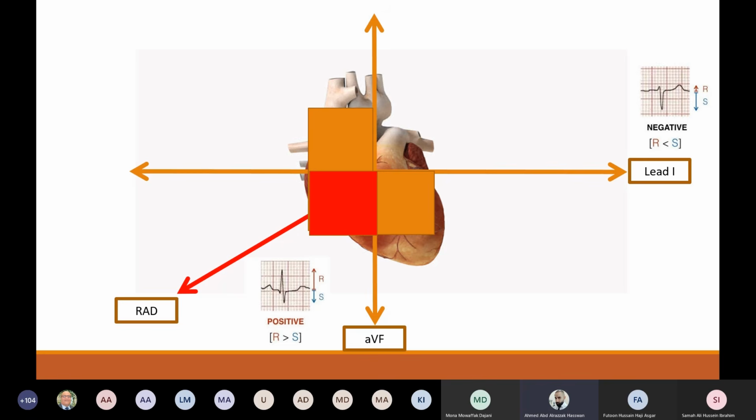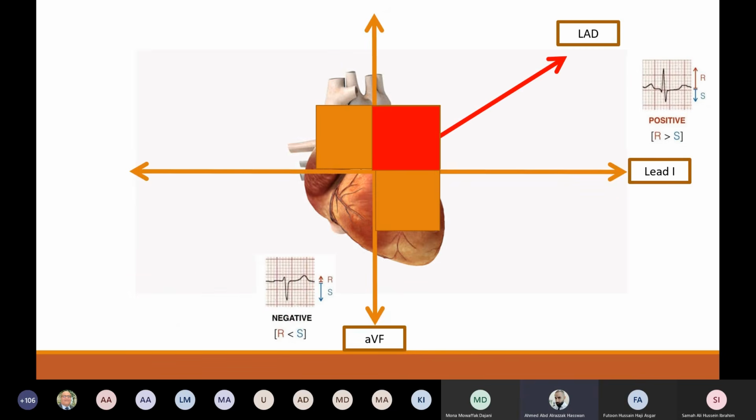Okay, and by the way, right axis deviation is caused by right ventricular hypertrophy simply. Okay, so the bulk of the muscle has now shifted from the apex to the right side, sometimes because of pulmonary hypertension, pulmonary valve stenosis. Okay, so you can think of so many causes leading to right ventricular hypertrophy.